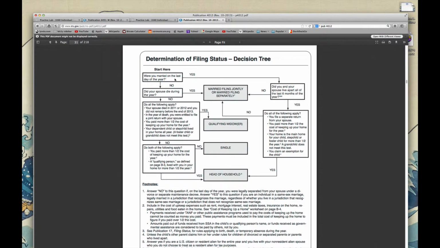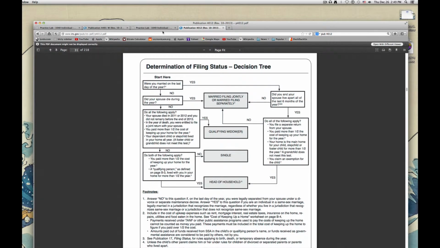So we'll just take a quick look at the decision tree for filing status. Were you married on the last day of the year? No. Did your spouse die during the year? No. Did all of these apply? Did your spouse die? No. So it's not going to be qualifying widow, so this is the main question here. Lived with you in your home for more than half the year. So we saw that Montel lived with his mother and not with Windsor. So that's why he wasn't considered head of household.